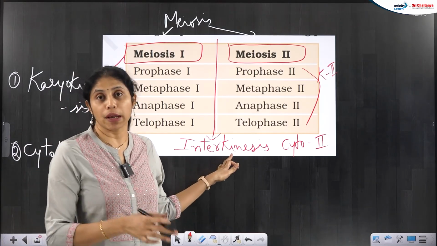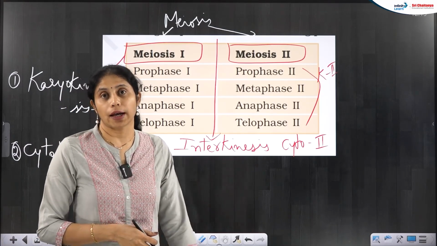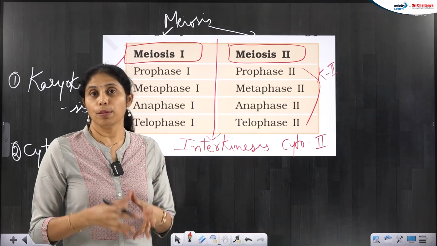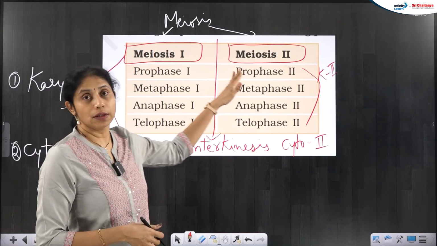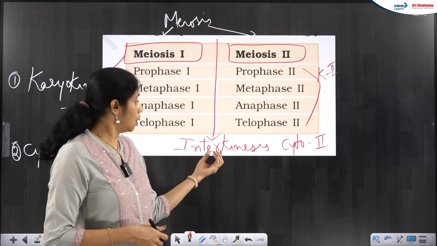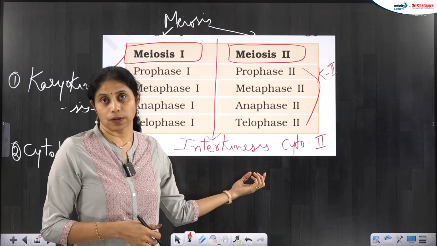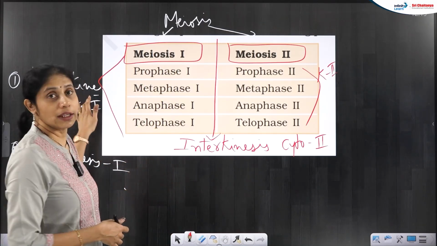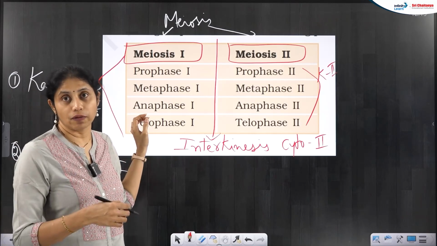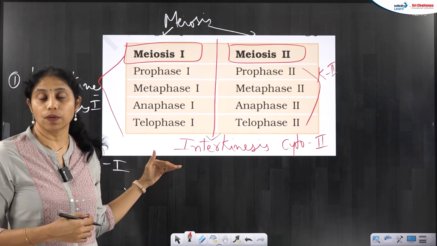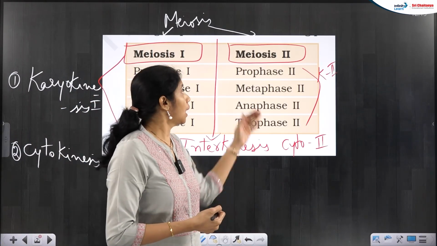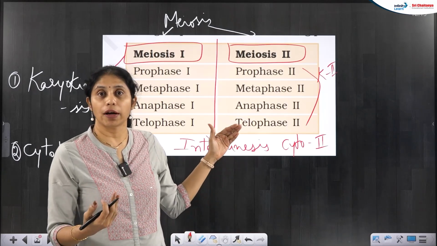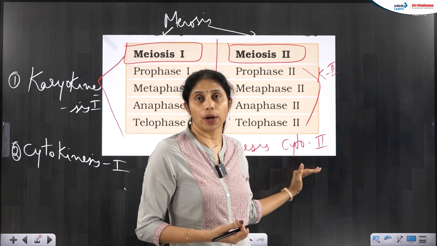No DNA replication will happen in the interkinesis. So basically meiosis is divided into 2 phases, meiosis 1 and meiosis 2, with interkinesis in between. And meiosis 1 is further subdivided into karyokinesis 1, where the first nuclear division will happen, followed by cytokinesis 1, cytoplasmic division, and then meiosis 2 is again subdivided into karyokinesis 2 and cytokinesis 2.